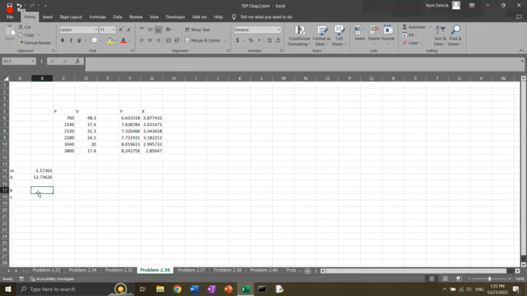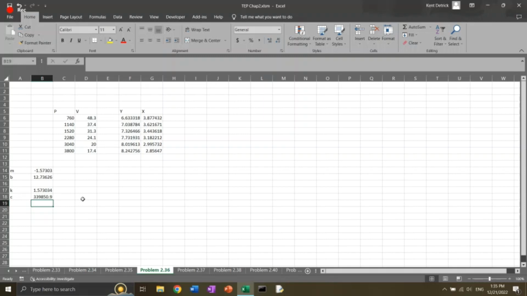So M is the opposite of K, so minus M is what K is. And C is the exponent of B. So those are the values for K and C.